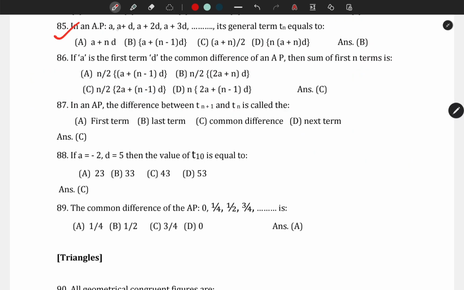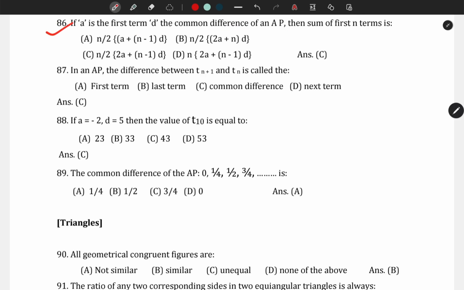Next, in an AP, a, a plus d, a plus 2d, a plus 3d, its general term tn or an is the same. We can write an also. So an or tn is given by this formula, a plus n minus 1 into d. So the answer is a plus n minus 1 into d. That is option number B.